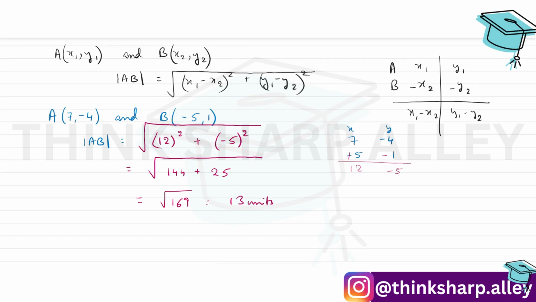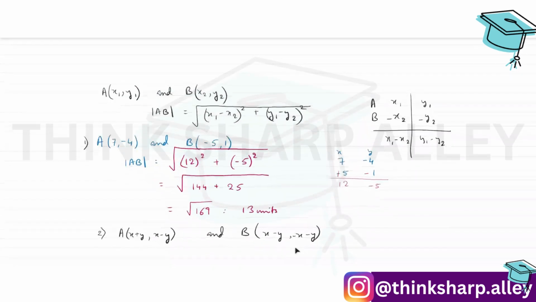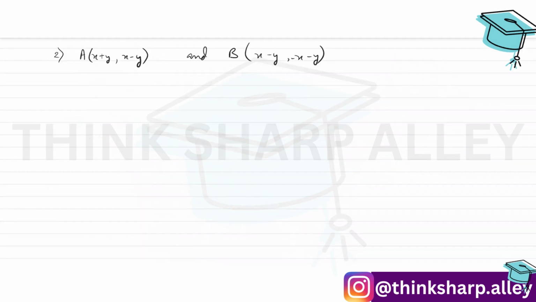Let us take one more example. Here instead of numbers, I have used parameters. So we'll apply the same method. We will write the x coordinate and y coordinate in separate columns. So let's start with A. The x coordinate is x plus y and the y coordinate is x minus y. And for B, we have x minus y as the x coordinate and minus x minus y as the y coordinate.